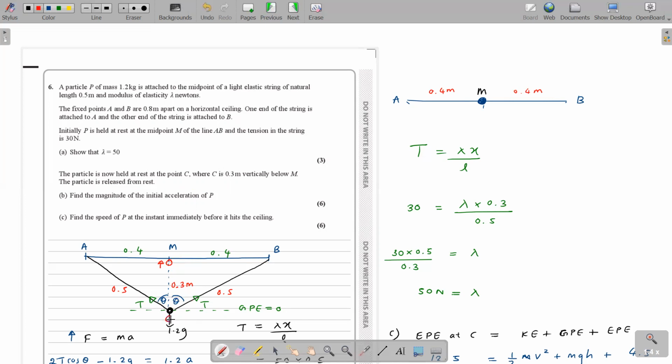This is the point C, 0.3 meters vertically below M. And you know M is the midpoint of the string, so we are pulling it vertically 0.3 meters down. Find the magnitude of the initial acceleration.